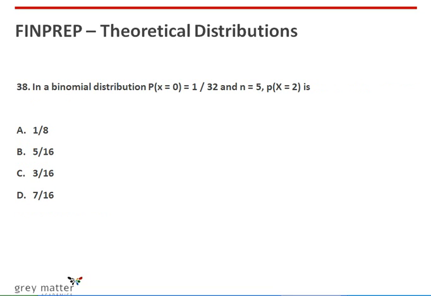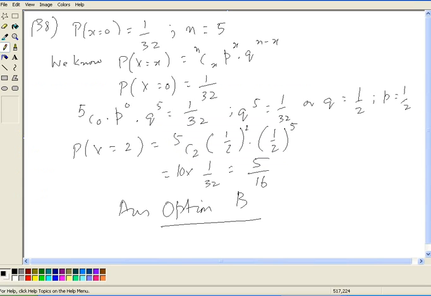38th problem: in a binomial distribution, p of x equal to 0 is given to be 1 by 32 and n is given to be 5. We need to calculate p of x equal to 2. Going back to our work area, p of x equal to small x will be ncx into p power x into q power n minus x. Now p of x equal to 0 will be 1 by 32. Substituting everything, we know that p power 0 is 1. So we get q power 5 equal to 1 by 32, or q is half. Then p will be 1 minus half, which is also half.